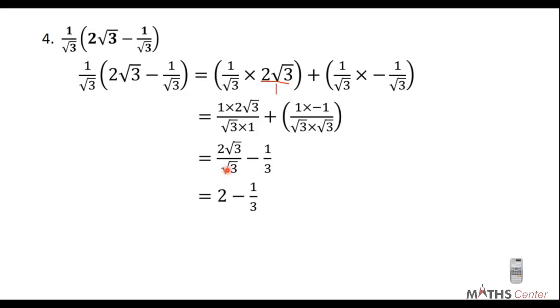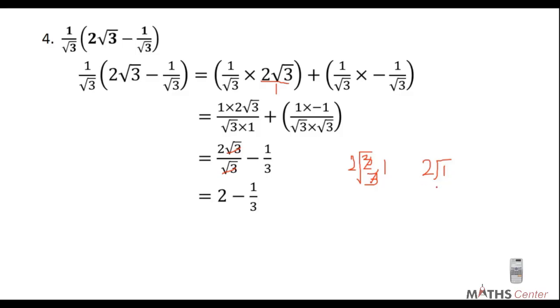Now we can see from here that we have 2 root 3 divided by root 3. So someone can say that root 3 will cancel root 3. So square root of 3 here will cancel square root of 3 here to give us 2. Then we have minus 1 over 3. In the same way, this one is also the same as 2 square root of 3 divided by 3. So that the 3 will cancel the 3 to give us 1. So we are going to get 2 square root of 1.